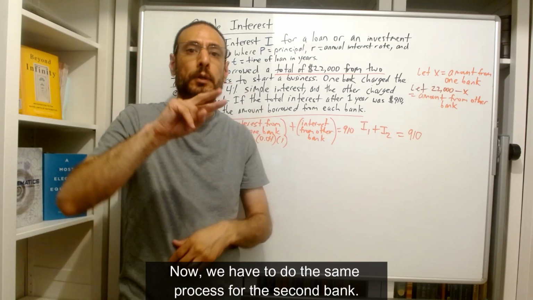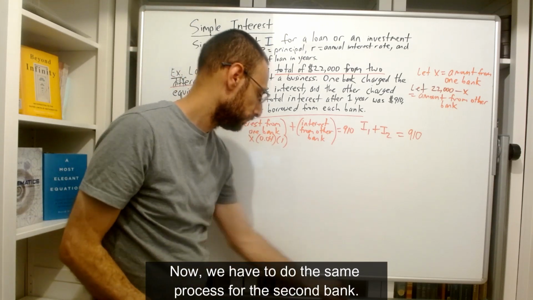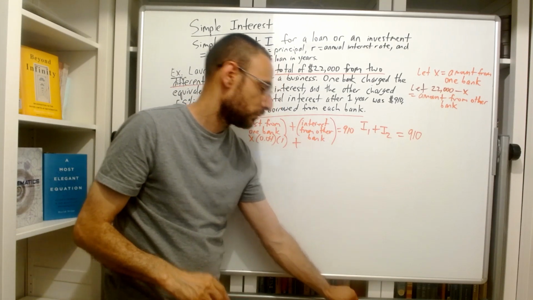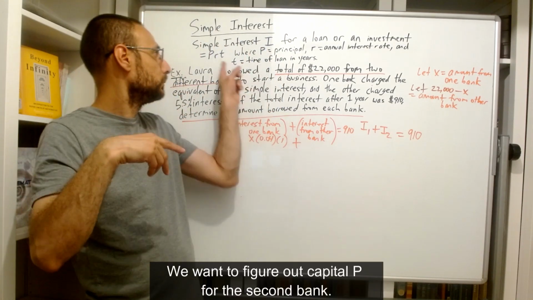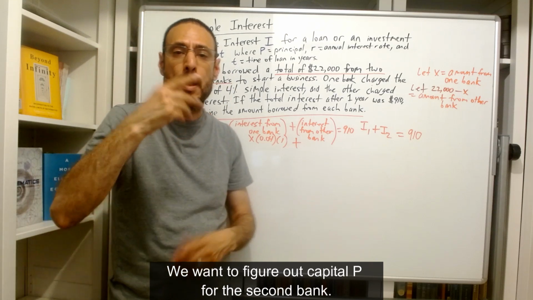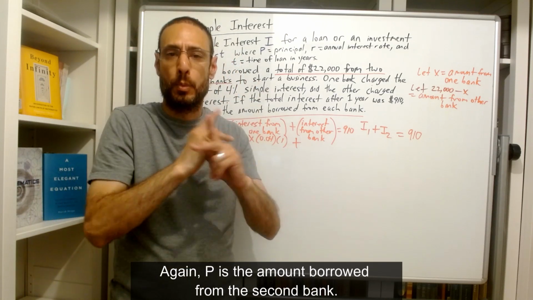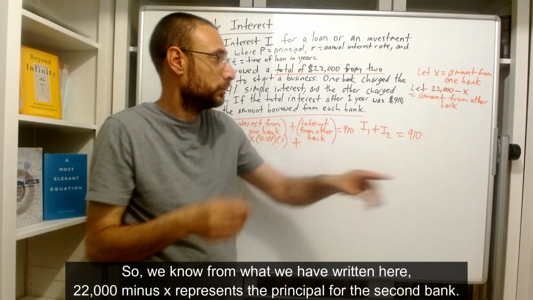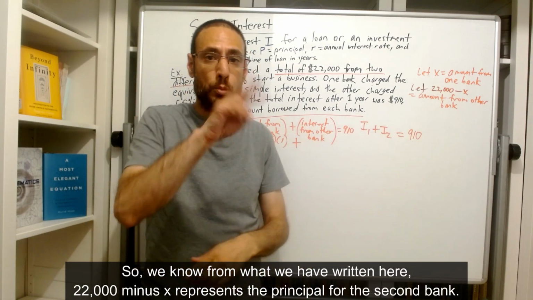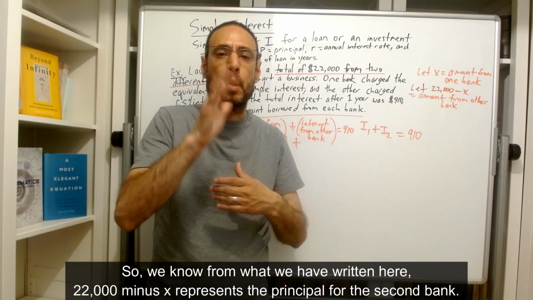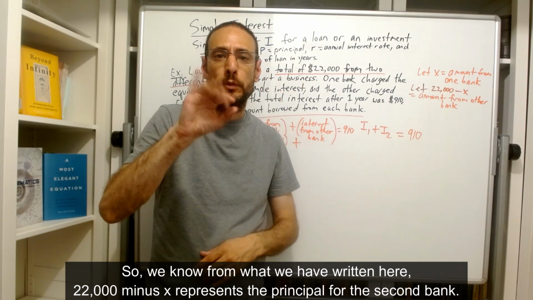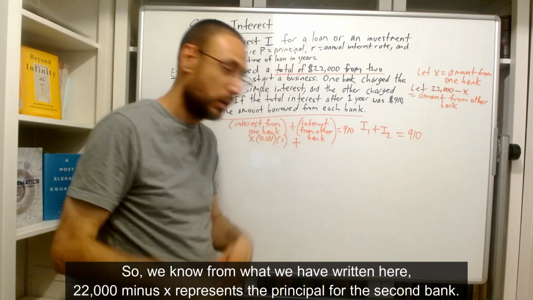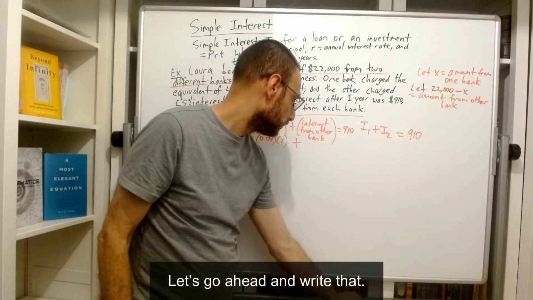Now, we have to do the same process for the second bank. We want to figure out capital P for the second bank. Again, P is the amount borrowed from the second bank. So, we know from what we have written here, 22,000 minus X represents the principal for the second bank. Let's go ahead and write that.